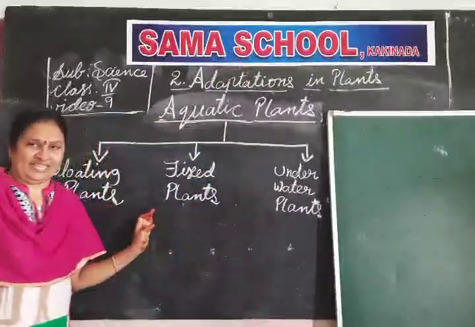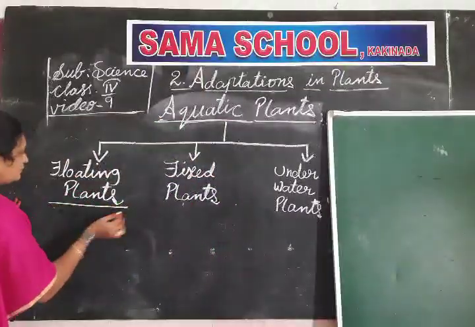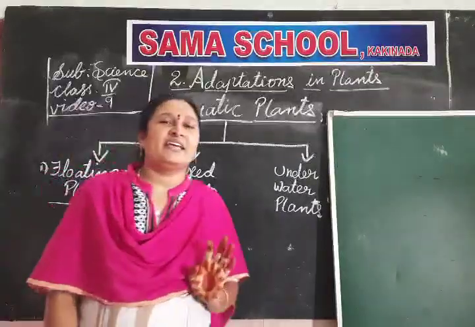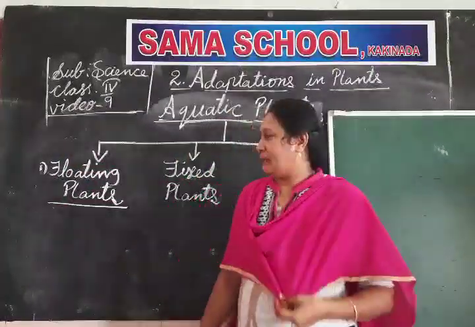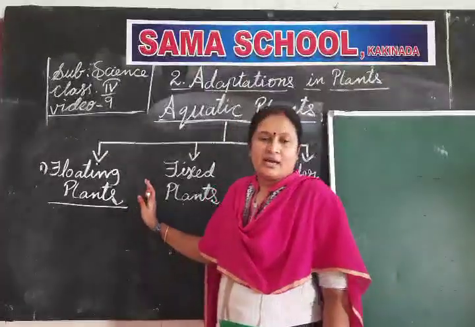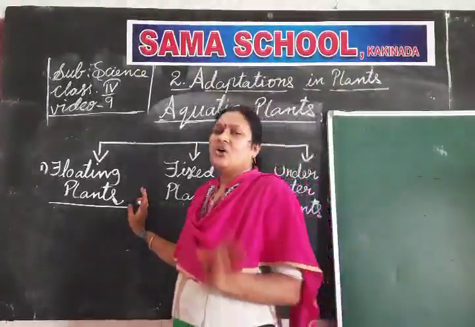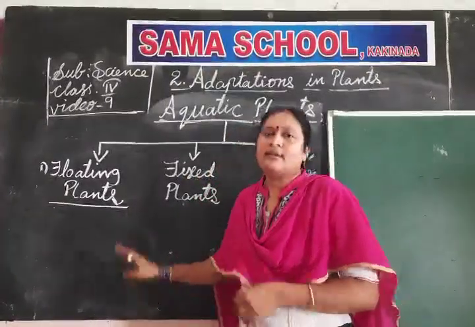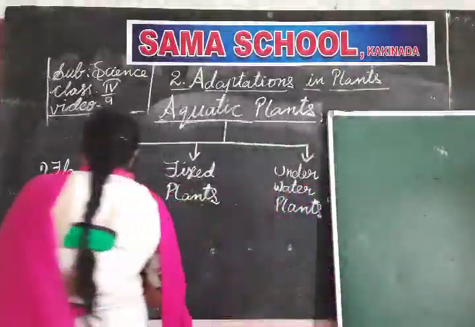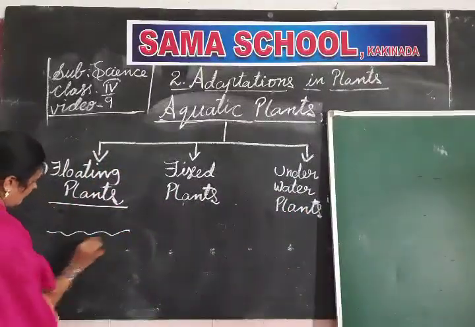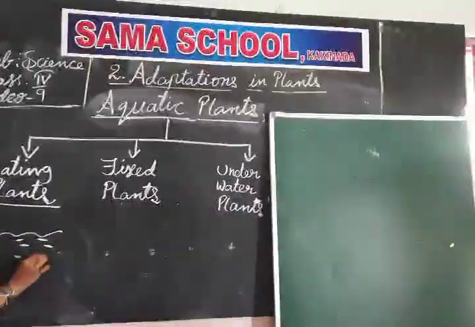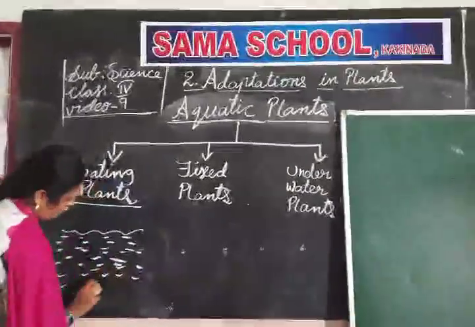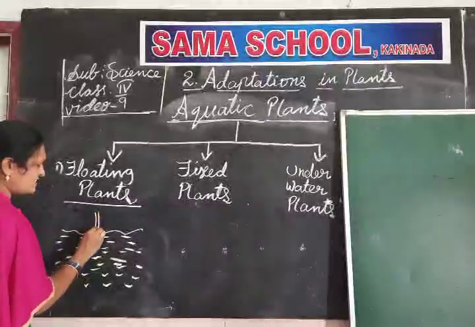One by one we will discuss now. First of all we go to the floating plants. Floating, the name itself says it. What are the floating plants? It means these plants are not fixed in the water. These plants' roots are not fixed in the water.